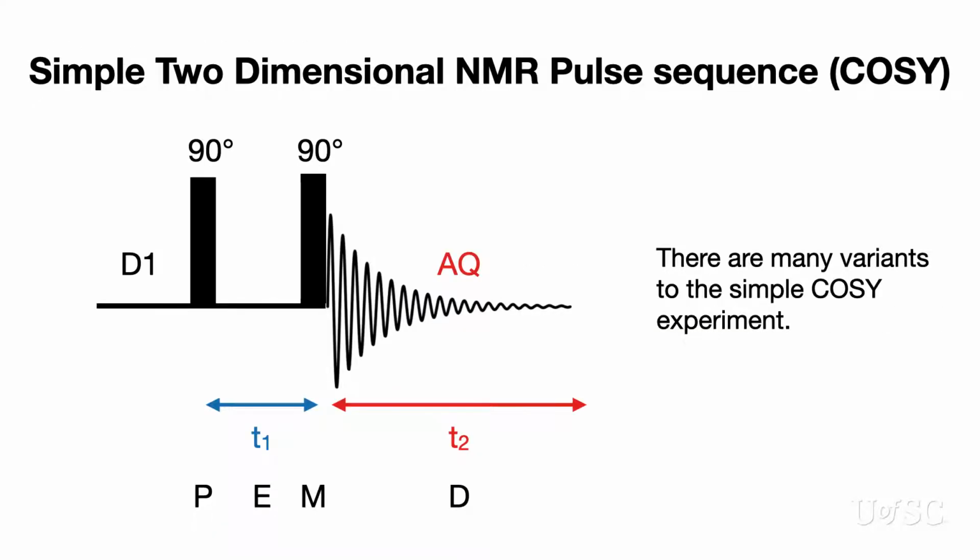Let's take a look at the simplest two-dimensional pulse sequence, where the preparation and mixing time are a single 90-degree pulse. This sequence is called the COSY experiment, which stands for correlation spectroscopy. While there are many variants to the COSY experiment, the basic two-pulse experiment is still very common and often mistakenly referred to as the one and only 2D NMR experiment.